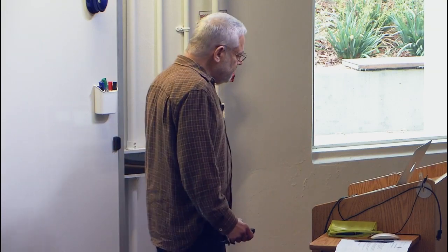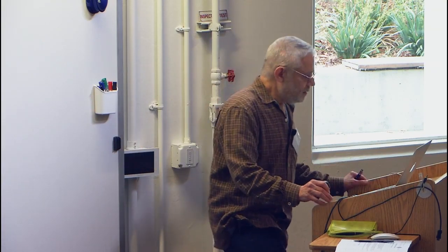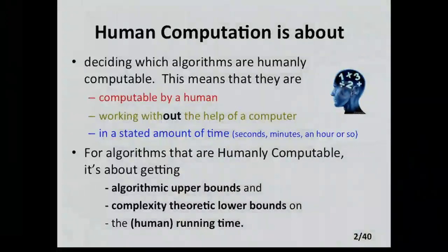So what human computation is about is deciding which algorithms are humanly computable. This means that they are computable by a human, working without the help of a computer, and in a stated amount of time. Seconds, minutes, an hour, but that amount of time is really important.